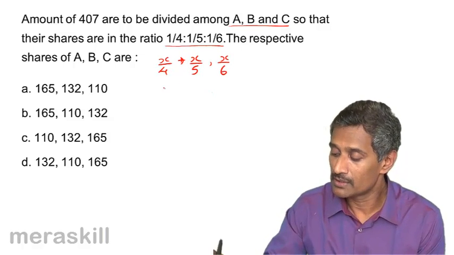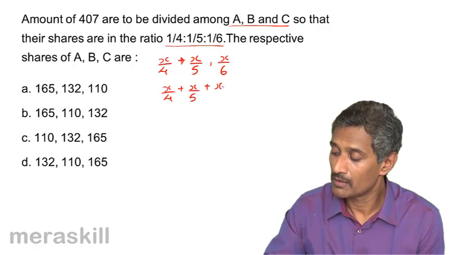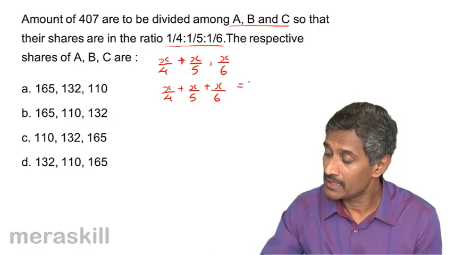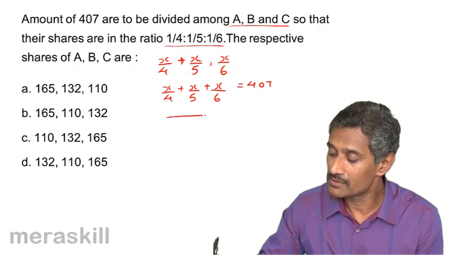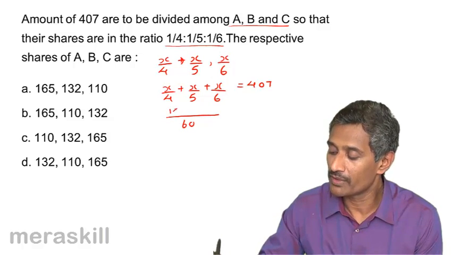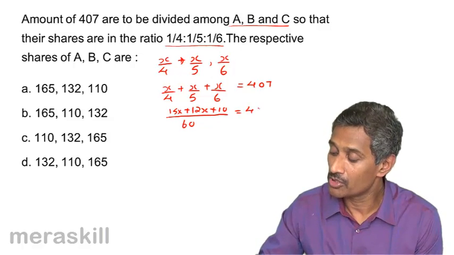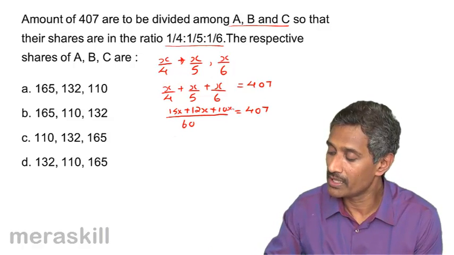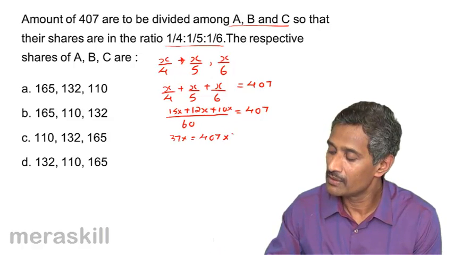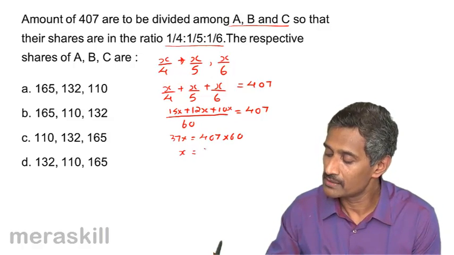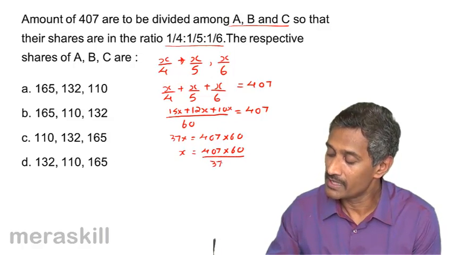And this total has been given as 407. So we have to take the LCM of this, which turns out to be 60. So we have 15x plus 12x plus 10x, and it turns out to be 407. So we have 37x upon 60 equal to 407, so x turns out to be 407 into 60 upon 37.